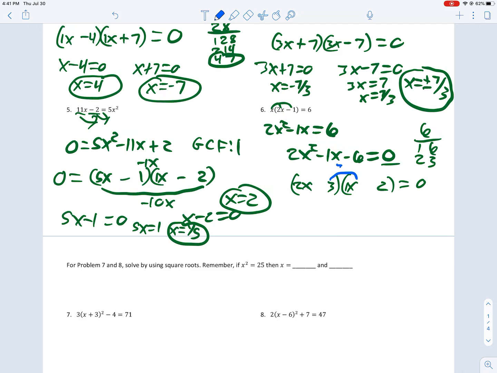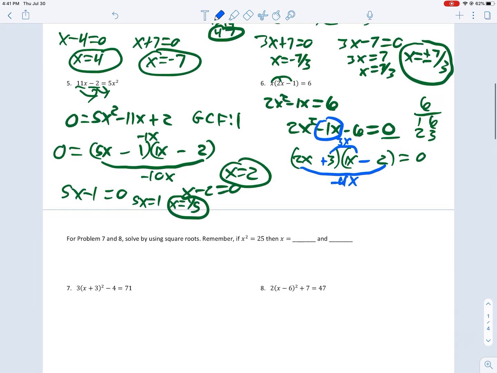So let's see, 3 and 2. Will that work? 3x, 4x. Can I make 1 with that? Yes, I can. This is minus, that's plus. So 2x plus 3 equals 0. x minus 2 equals 0. And now you just solve, right?